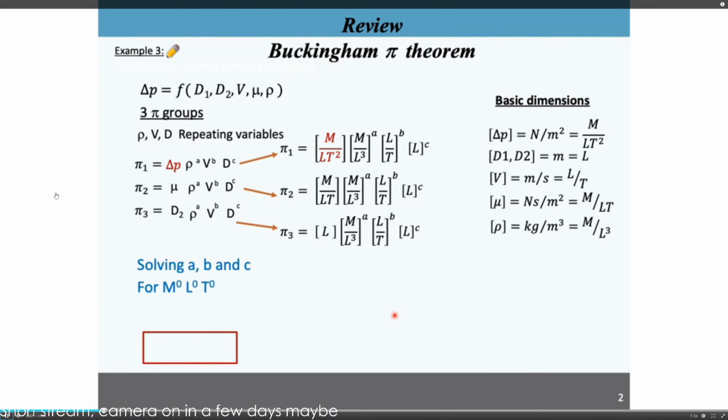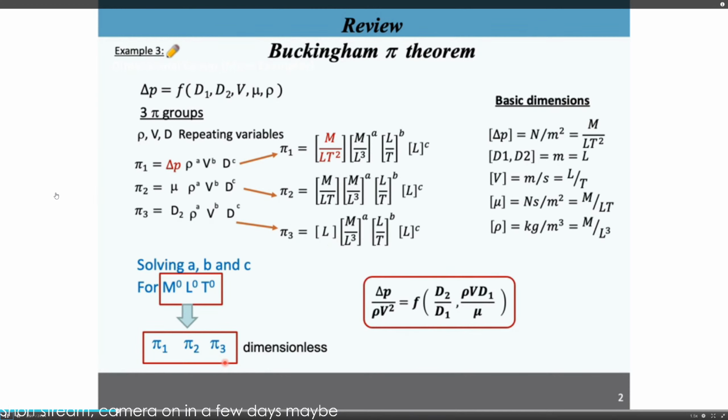Now you have to solve for A, B, and C so that the M, L, and T of this whole group are all raised to the power 0, which means they are all dimensionless. If you solve for A, B, and C such that M, L, and T are all raised to the power 0, it means the pi group has no dimension at all. Solving this, you arrive at 3 pi groups. These terms are dimensionless. D2 over D1 is dimensionless, which is pretty obvious, and this is the Reynolds number, which is also dimensionless.